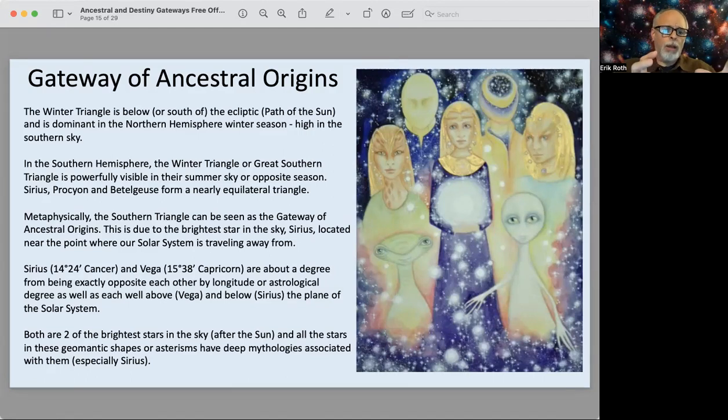This Gateway of Ancestral Origins has the stars Sirius, Procyon, and Betelgeuse, and they form a nearly equilateral triangle. The other one, the Divine Destiny, is a little bit elongated, but this one is much more on equal footing, if you will. So metaphysically, this southern triangle can be seen as the Gateway of Ancestral Origins. This is due to the brightest star in the sky, Sirius, located near the point where our solar system is traveling away from. So we have literally been traveling, quote, away from that area.